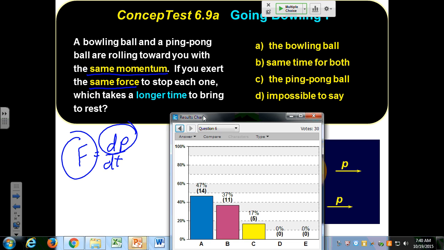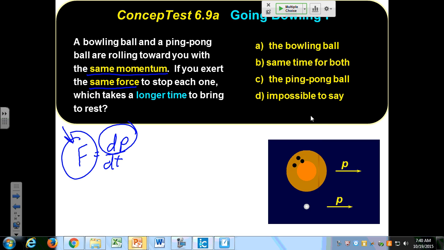How do they differ? Or do they differ? They do not differ, right? So B here is the right answer because I have the same force, same change in momentum, so dt is also going to be the same. That change in time is also the same.